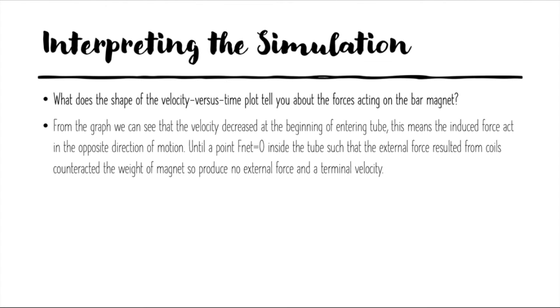What does the shape of the velocity versus time plot tell you about the forces acting on the bar magnet? From the graph, we can see that the velocity decreased at the beginning of entering the tube. This means the induced force acts in the opposite direction of motion, until a point where F net equals 0 inside the tube, such that the force resulting from the coils counteracts the weight of the magnet, so it produces no net force and the terminal velocity.